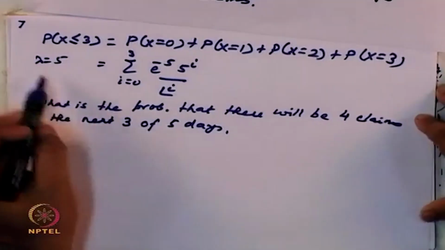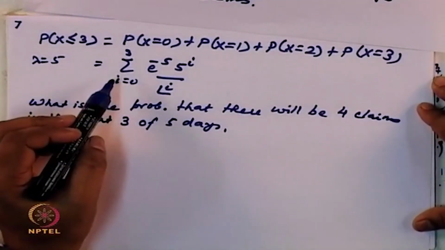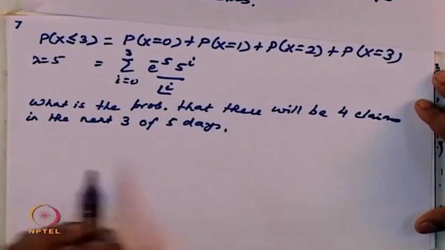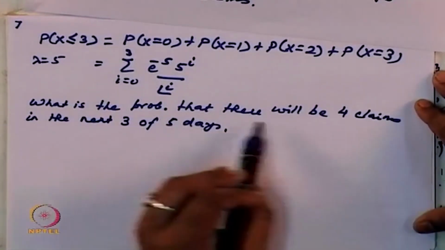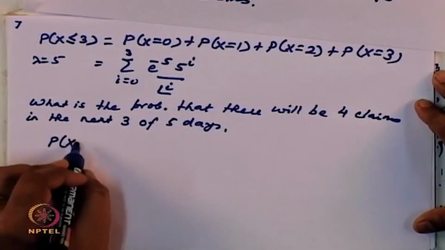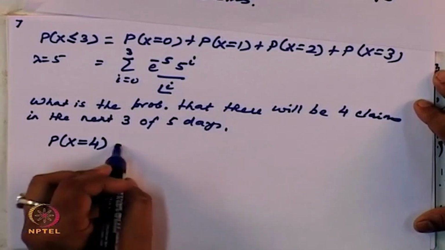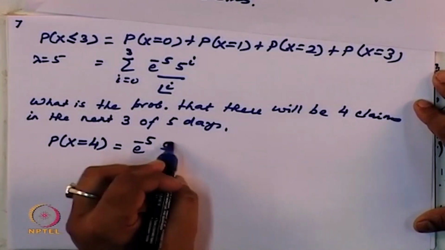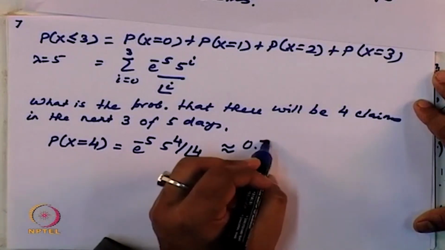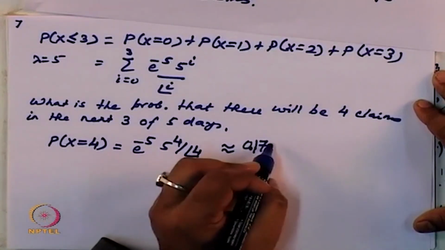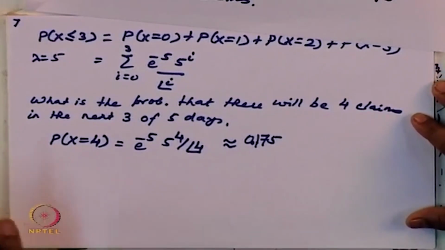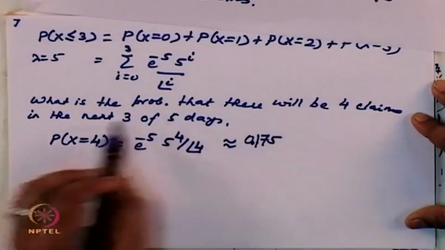What you calculated was the probability of x less or equal to 3, which is some given value. Now you want to calculate the probability that there will be 4 claims. So how do we calculate the probability of 4 claims? We just need to calculate x equal to 4. This is nothing but e to the power minus 5, 5 to the power 4 by factorial 4. This will give you a value of roughly 0.175.